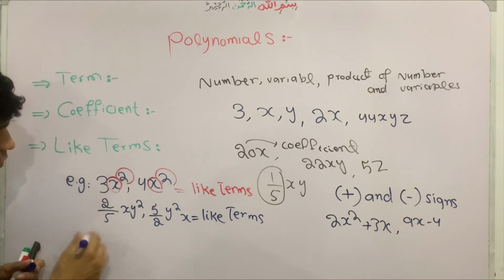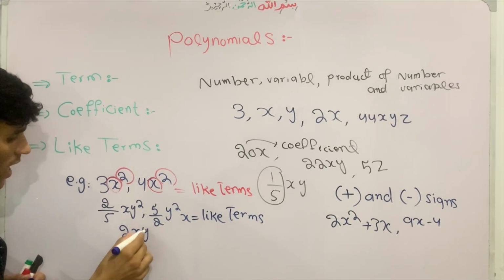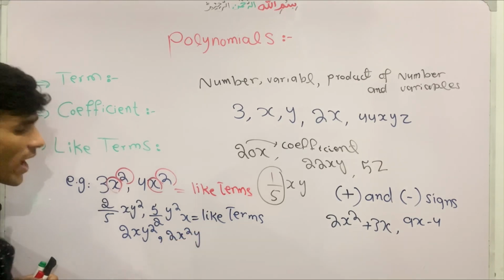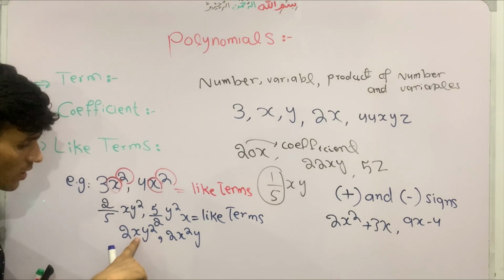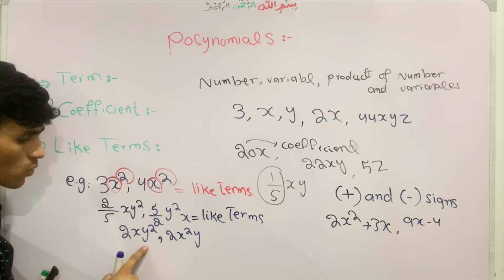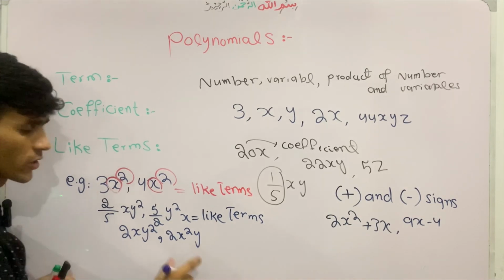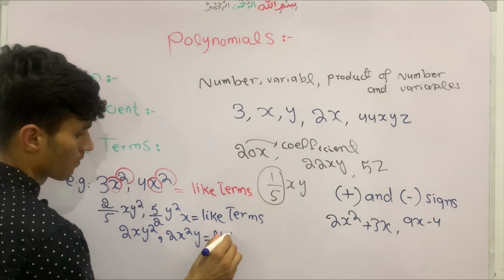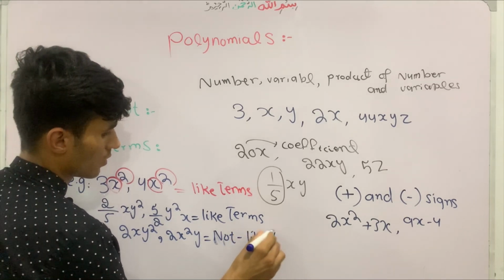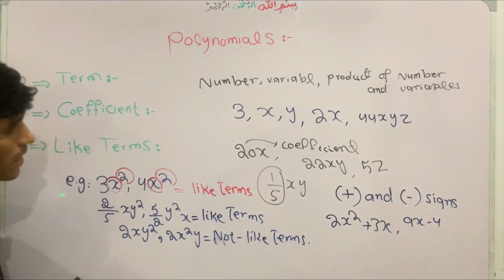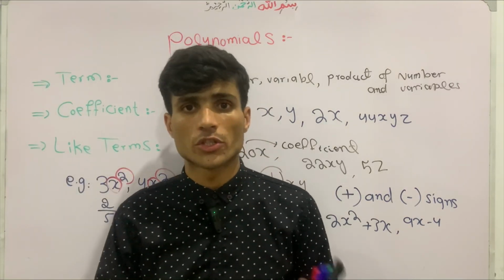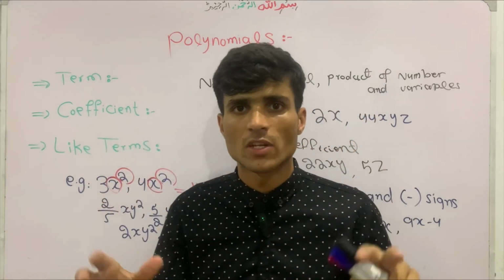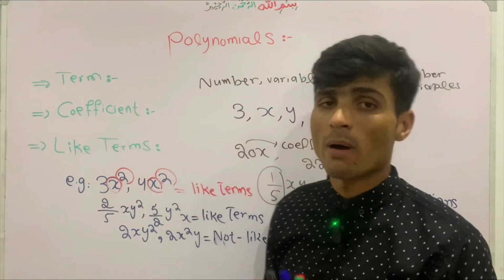Okay? What about this one? 2xy squared and 2x squared y. Look at here, x to the first power, x to the second power, and y to the second power, y to the first power. So these are not like terms. So I hope guys you understand the 3 important concepts you should think of and you should understand in order to work with polynomials.